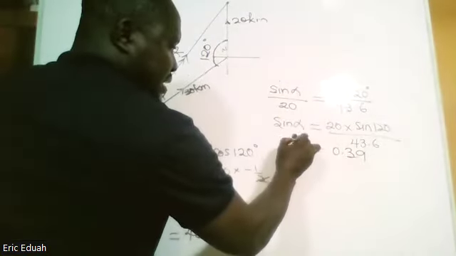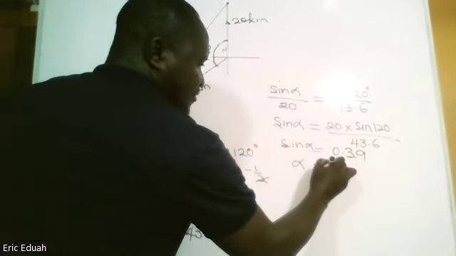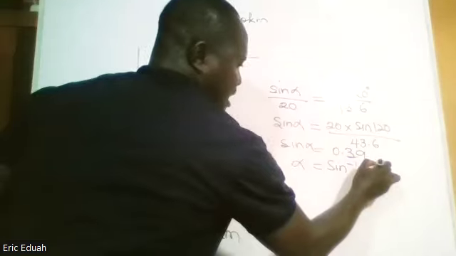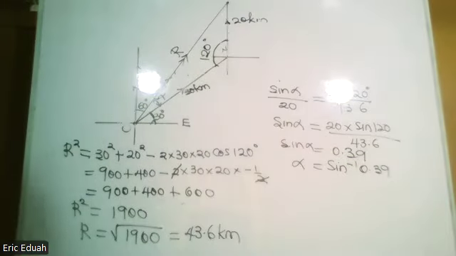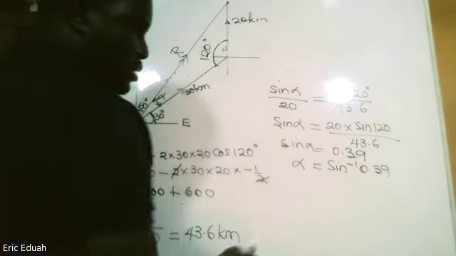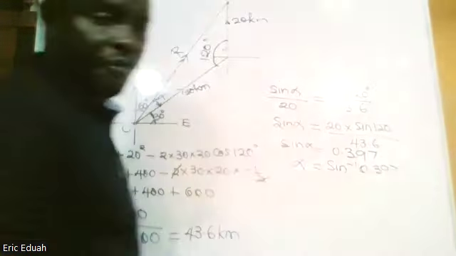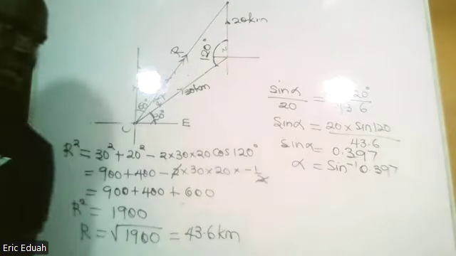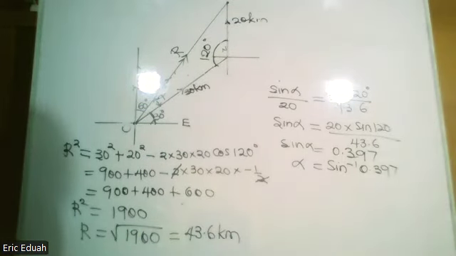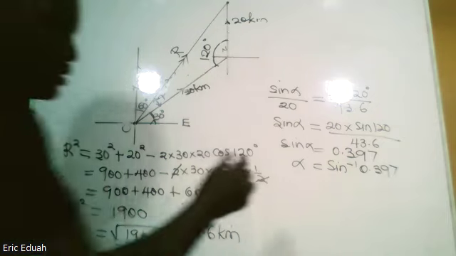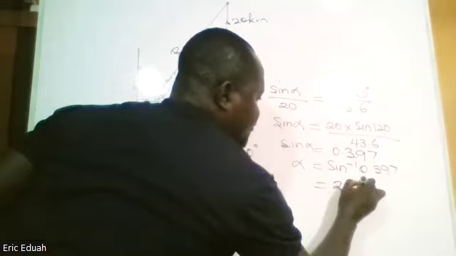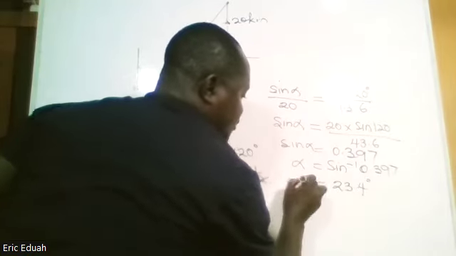0.39. Okay, so let's take the sine inverse of that. Sine inverse of 0.39. The answer was 0.397 rather. Yes, please. Okay, thank you. So determine the sine inverse of 0.397. 23.39. Okay, so 23.4 approximately.